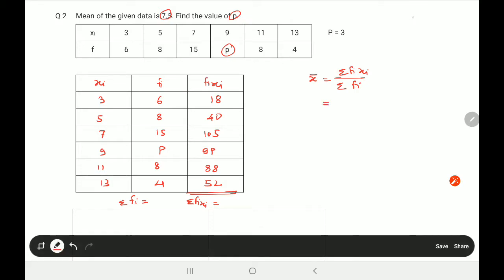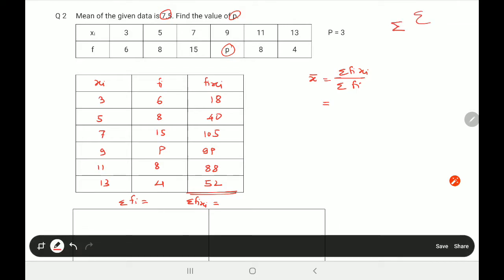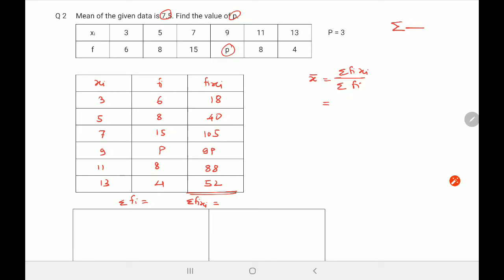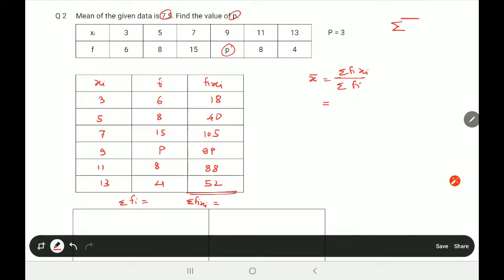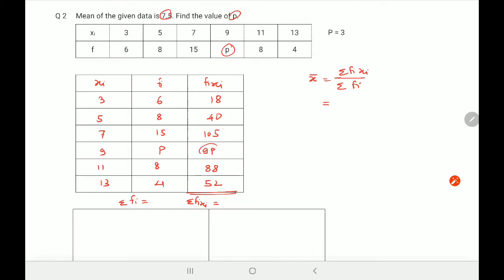Please write the summation sign properly. There are so many people who write the summation sign in the wrong way. It is simply in this manner that you have to write the summation. So remember this symbol. Anyway, summation fi xi means the addition of all that except this, which is 9p, remaining as it is.